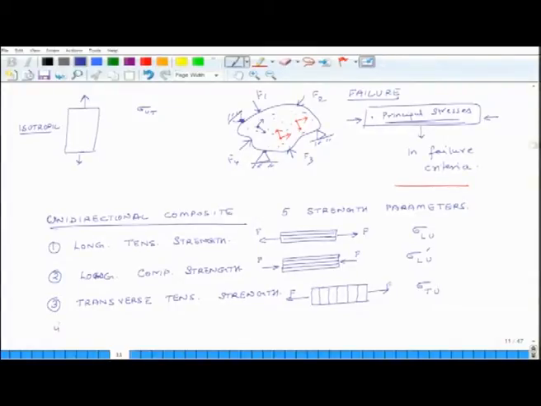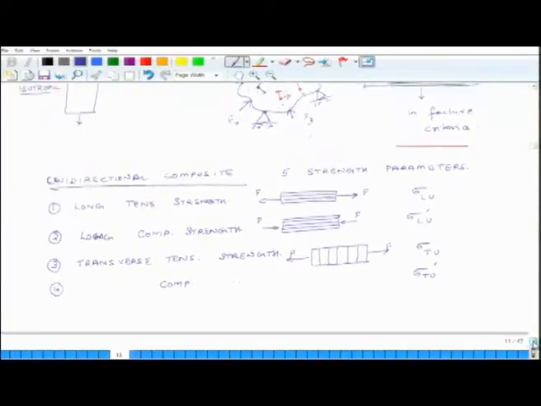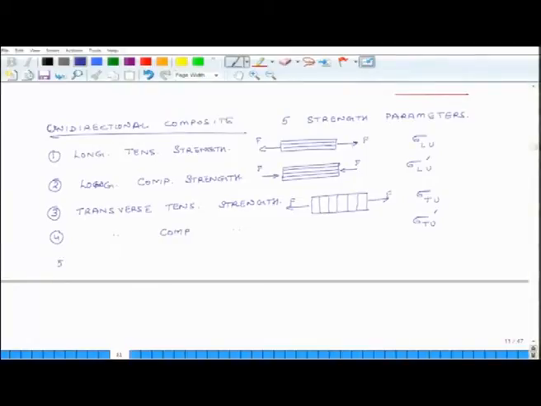And then the fourth is transverse compressive strength, and this is sigma T U prime. And the last one is in plane shear strength.